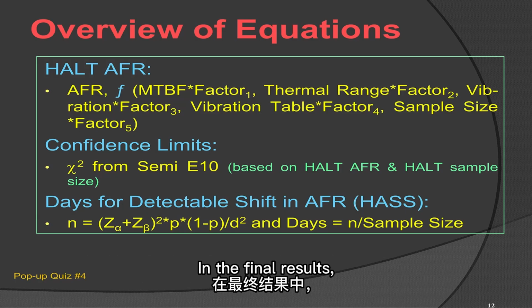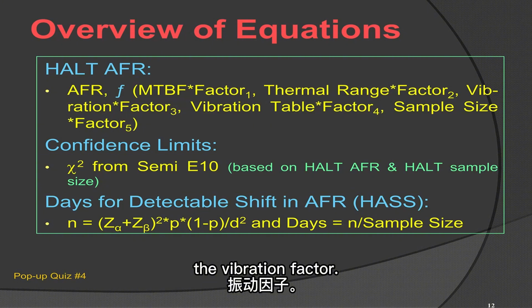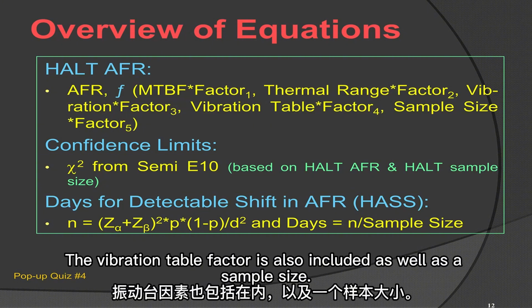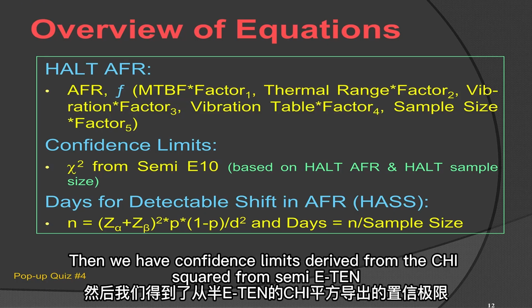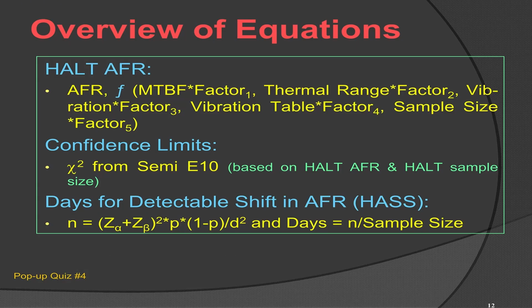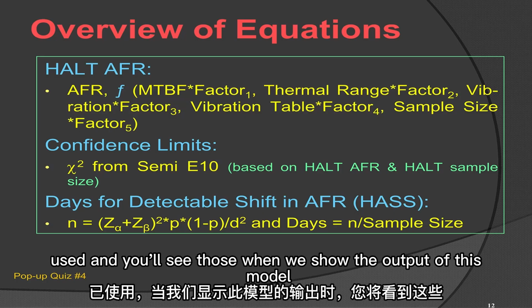final results. The thermal range factor is included, the vibration table factor is also included, as well as the sample size. Then we have confidence limits derived from the chi-squared from SEMI E10, based again on the HALT AFR. HALT sample size is also used, and you'll see those when we show the output of this model.